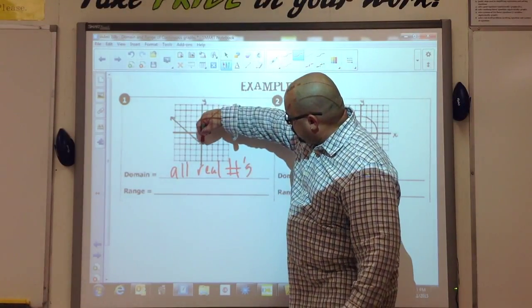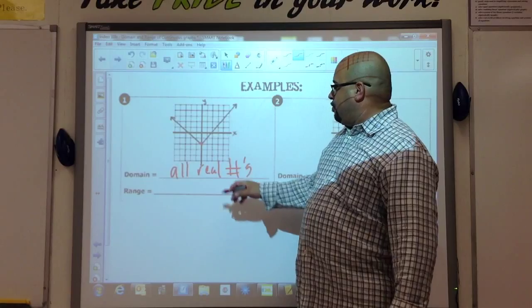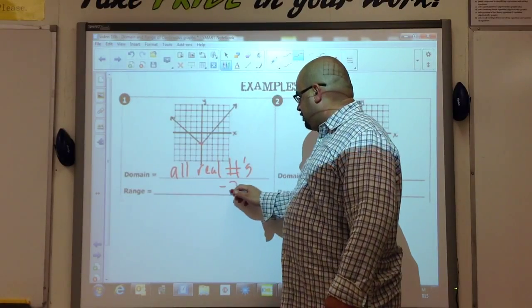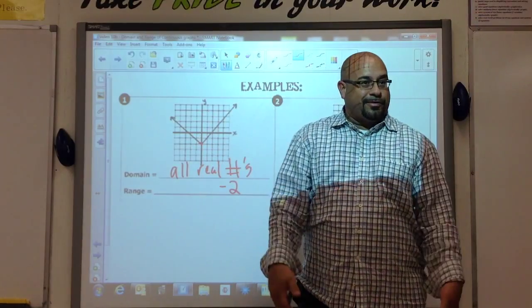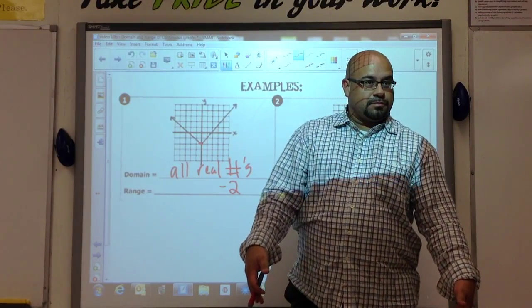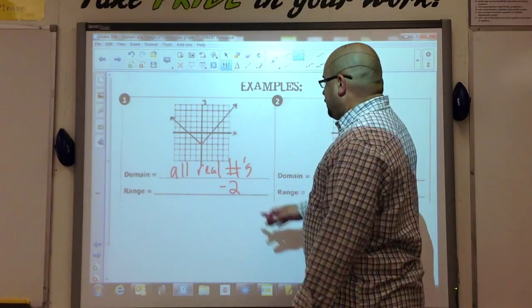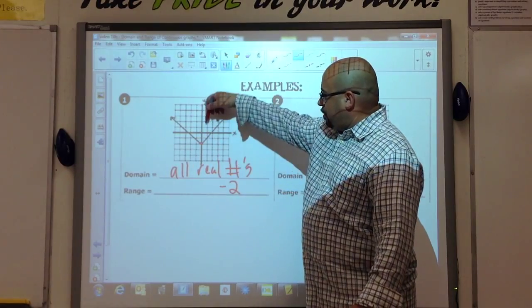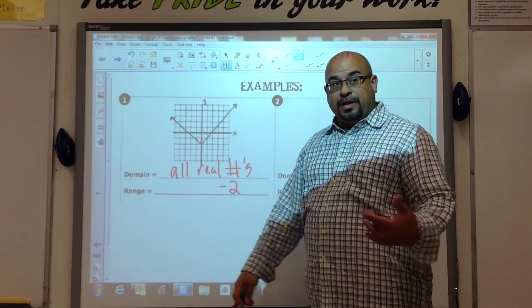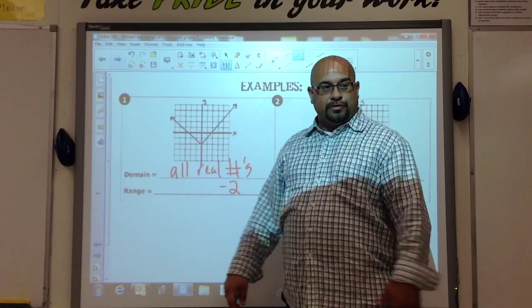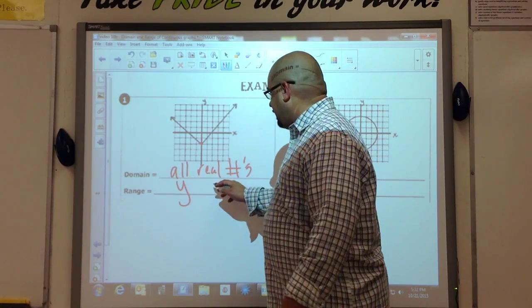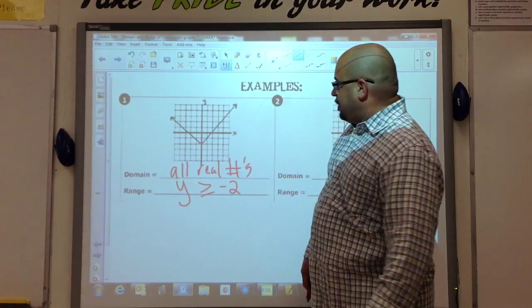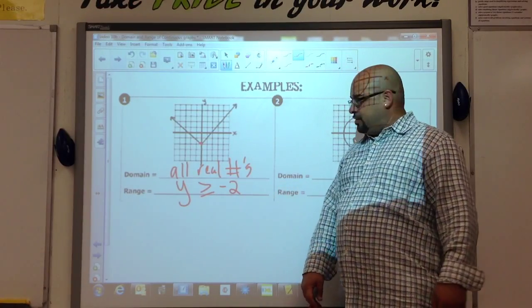Notice the range has a little starting point right there, which is at -2. Now, are the arrows going up or are they going down? Up. That means that all the ordered pairs, all the numbers of y's, are they going to be greater than or less than -2? Greater than is correct. So that means y has to be greater than, or it can be equal to, -2.